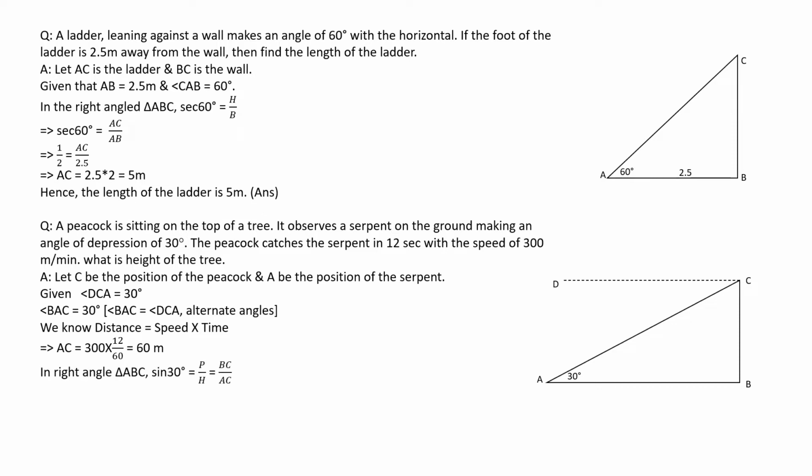So in right angle triangle ABC, sine of 30 degrees is P by H. But what is P? P is BC and H is AC. So sine 30 is BC by AC, or putting the values, 1 by 2 equals BC by 60, or BC is nothing but 30 meters. Hence, the height of the tree is 30 meters, is the answer.